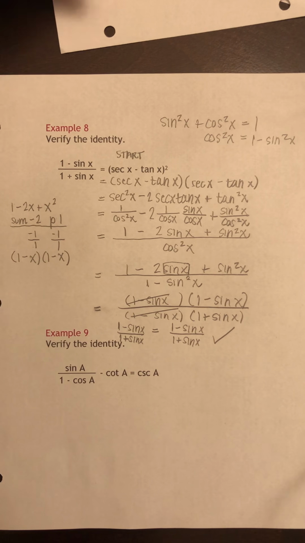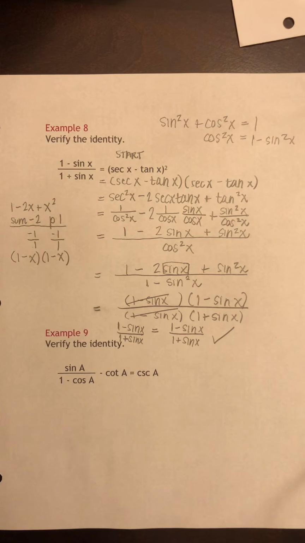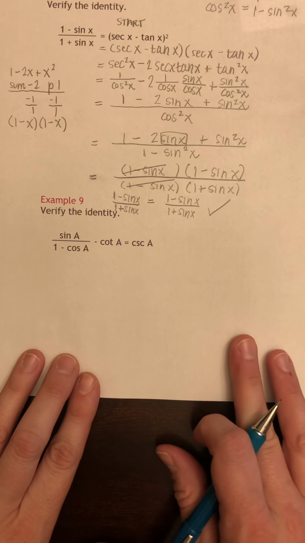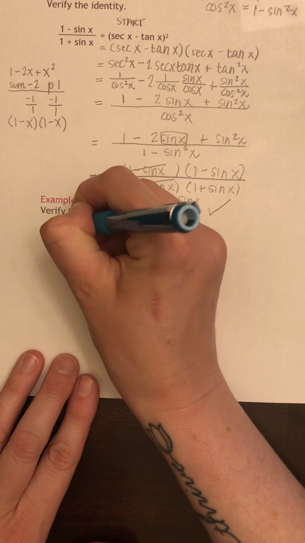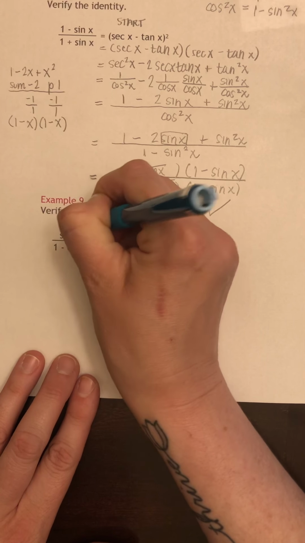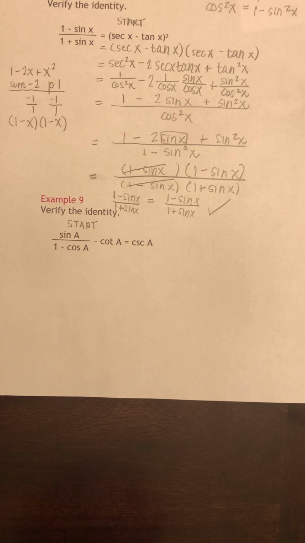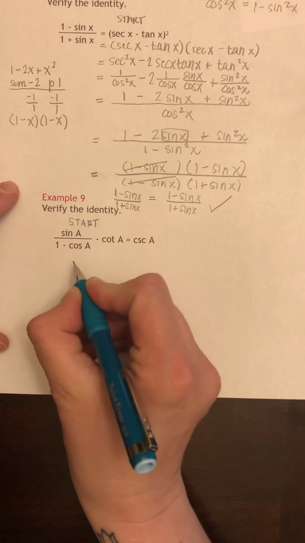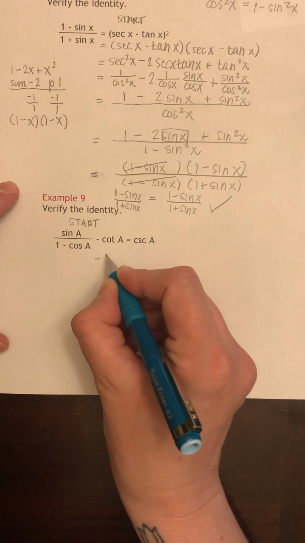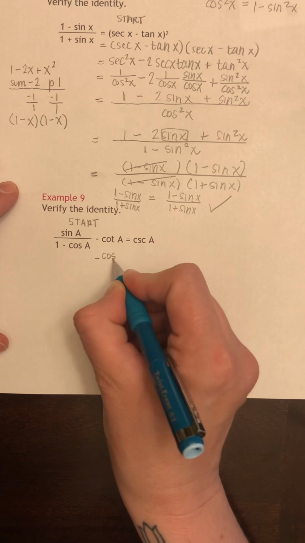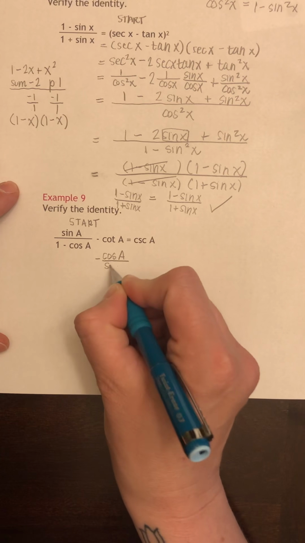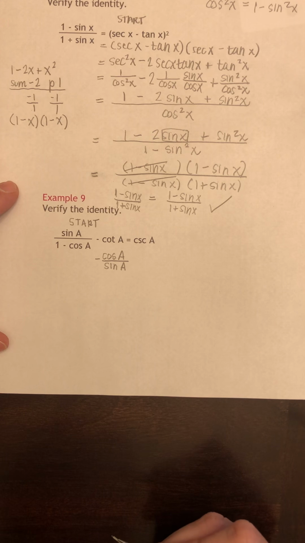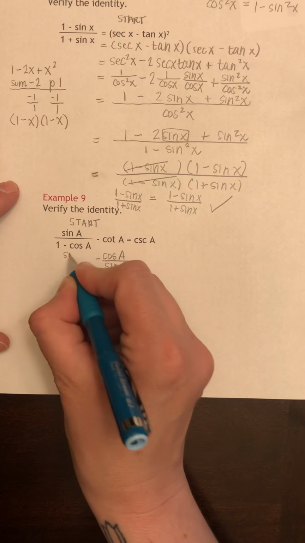All right, so last one for today in the notes is example number 9. I'm going to start over here on the left because there's a lot going on. There's a fraction, there's something over here that's not a fraction. What do you guys remember about cotangent? Cotangent is cosine over sine. So I'm going to replace cotangent of angle A with cosine of A over sine of A.